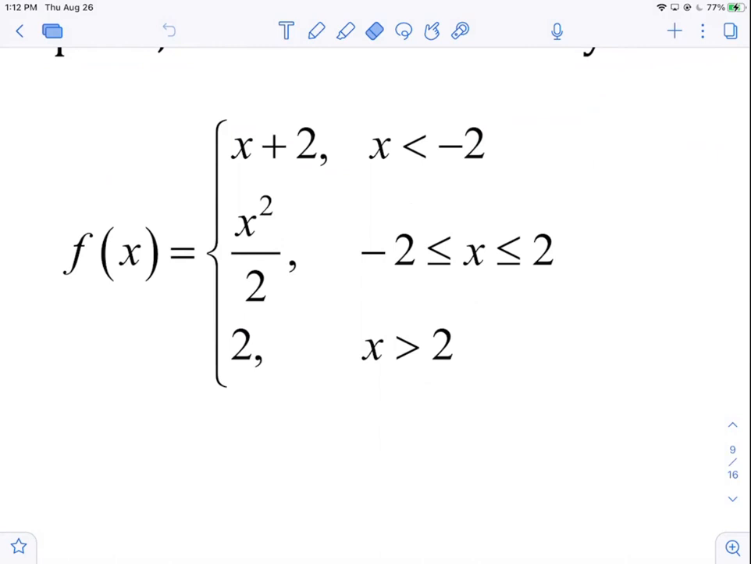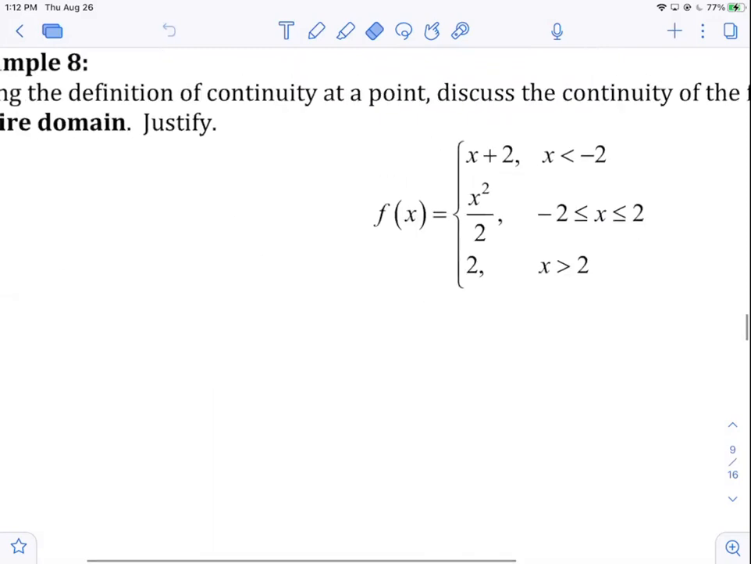2 is over an interval, not at a point. Over an interval, it's just a horizontal line. Also continuous everywhere. Therefore, the only place where this piecewise function may not be continuous is at -2, where it switches from line to parabola, and then at +2, where it switches from parabola to horizontal line. Do you agree? It's the only place, because the polynomial pieces themselves are continuous everywhere. So now we know to check those places, and we're going to do that with the three-step definition.